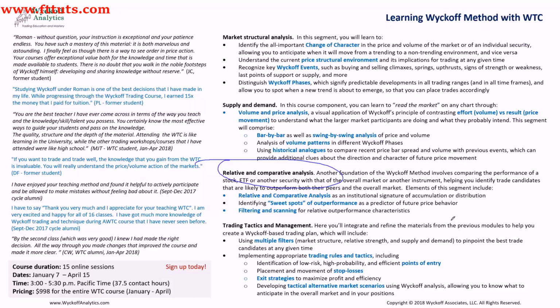Relative analysis, relative strength analysis, is a pretty common analysis in technical analysis, and I'm not spending a lot of time on that because usually students come well prepared. But there are some specificity and especially contextual specificity to the Wyckoff method that I'm going to be pointing your attention to. On top of that, I'm going to show you some of the things that I do, or that I recommend to our students to do, in filtering and scanning.